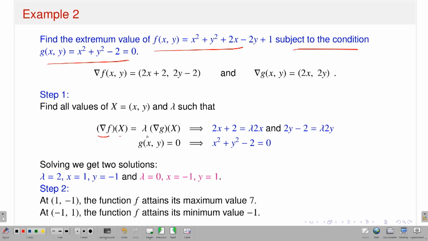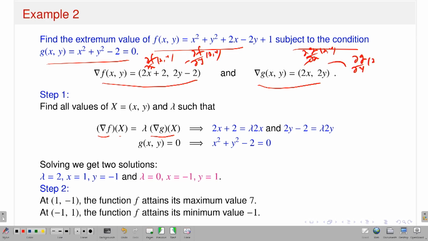Gradient of f at x is the same as lambda times gradient of g at x, and this is the gradient vector you already calculated. That means this is nothing but del f del x at the point xy, and this is del f del y at the point xy. Similarly, this is del g del x at the point xy, and this is del g del y at the point xy. Okay. So now if I have any points, you have two equations. So the first equation is del f del x is equal to lambda times del g del x, and this is del f del y is equal to lambda times del g del y, and this is g of x y is equal to 0. That means you have one equation, two equations, three equations. You have to just solve it.